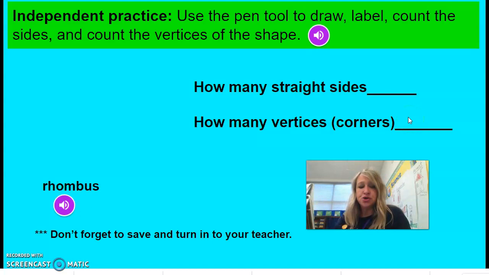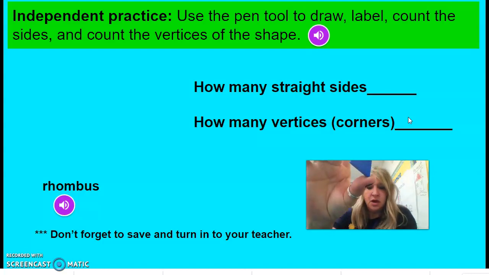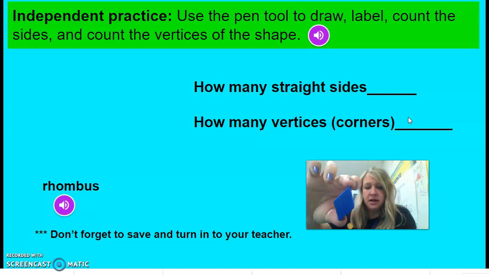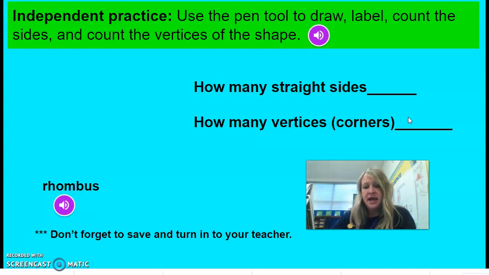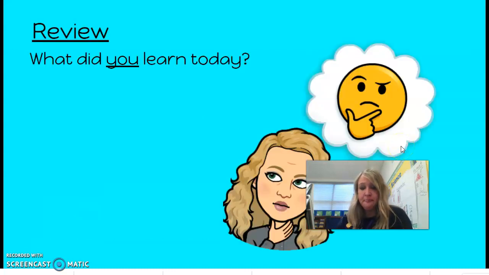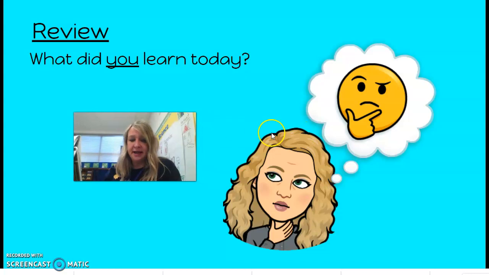Last one, you're going to draw a picture of a rhombus. Remember what a rhombus looked like? This is a rhombus. It kind of looks like a diamond, depending on which way you're laying it. So you're going to draw a rhombus on this page, and you're going to count how many straight lines, and you're going to count how many vertices, and then I want you to save it and turn it into your teacher. Okay? Now let's review what you learned today.